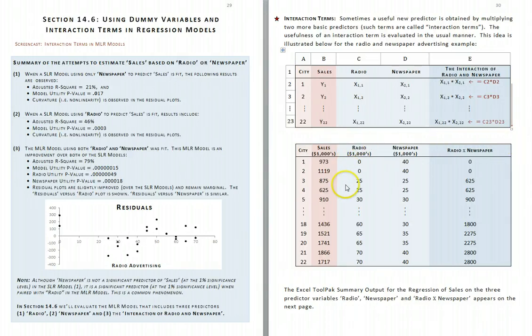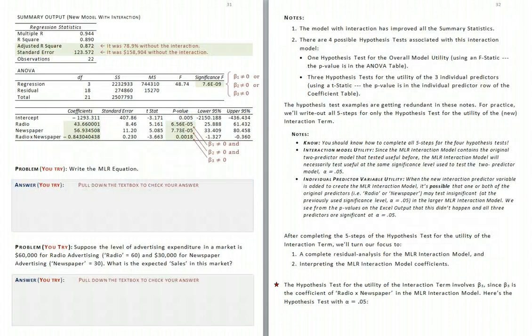We now fit the three independent variable model using radio advertising expense, newspaper advertising expense, and the interaction between radio advertising expense and newspaper advertising expense to estimate sales. We've moved to the next page where the regression output for the three variable model that includes the interaction term appears. Let's look at some of the results on this output.